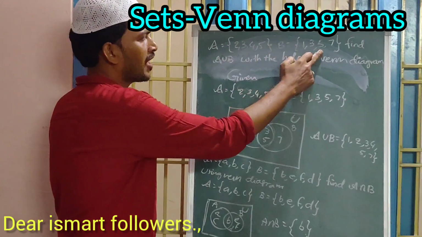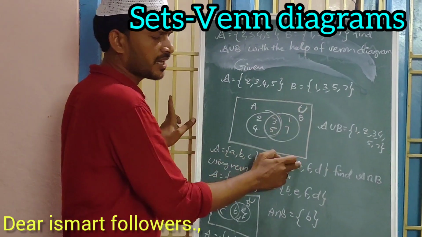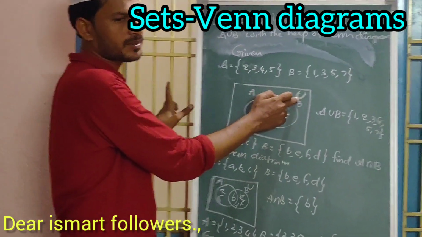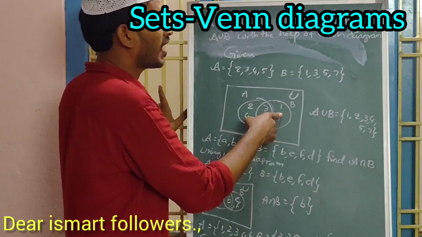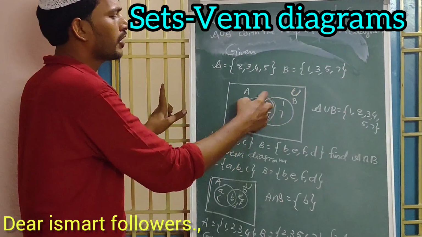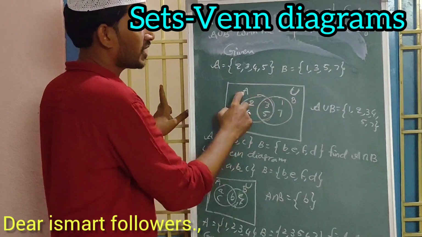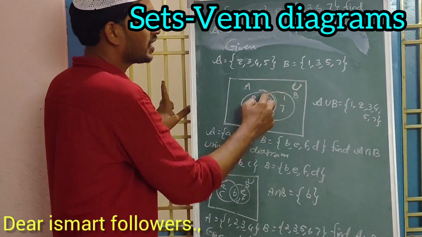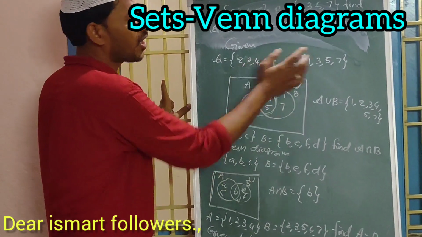So A value, B value both are given. First you draw one set, the universal set, because the universal set is the largest set. In that, draw two diagrams, A and B, two sets. This is the common place. In this common place you write the common elements.